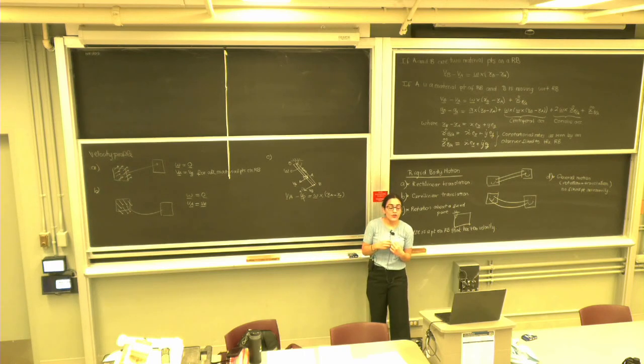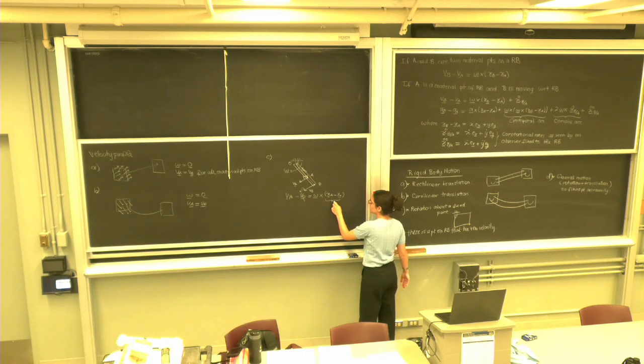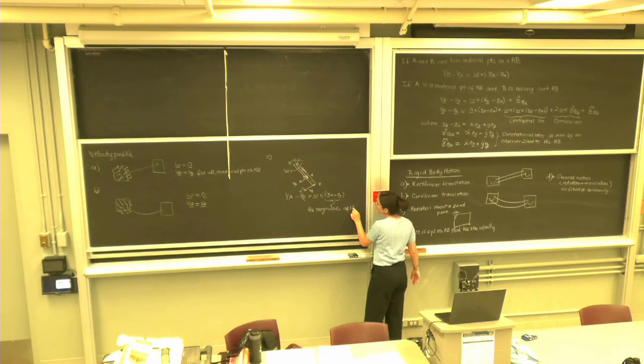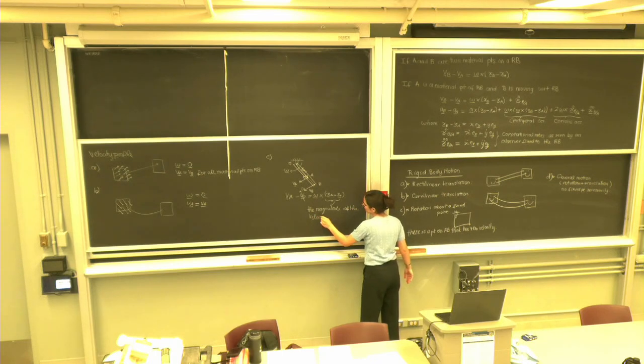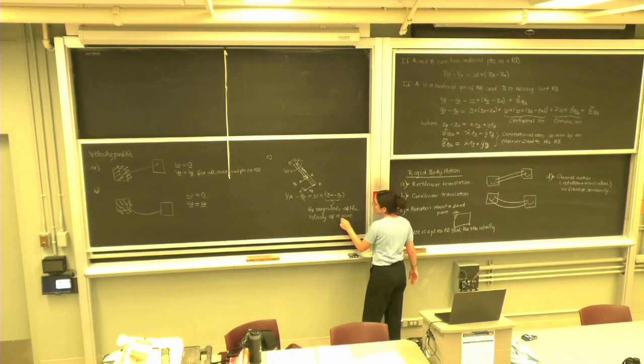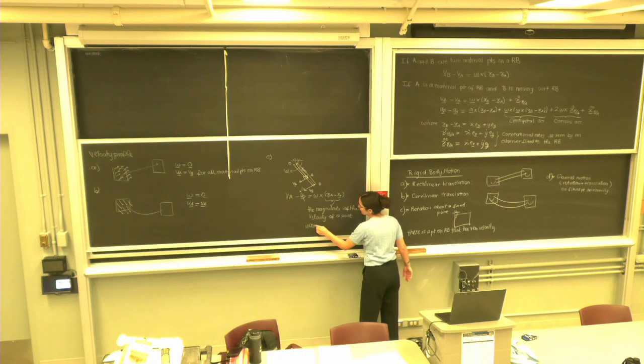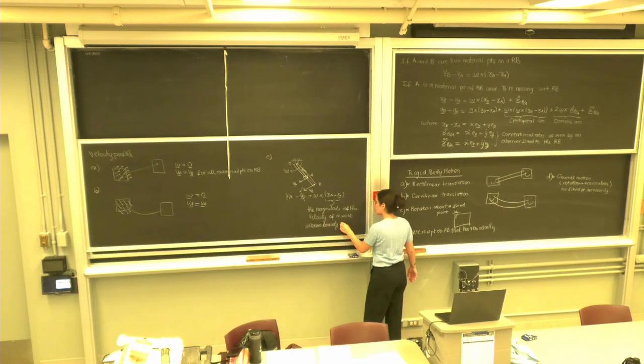Actually, the magnitude of the velocity increases linearly with the magnitude of this. The magnitude of the velocity of a point increases linearly with respect to its distance from the fixed point.